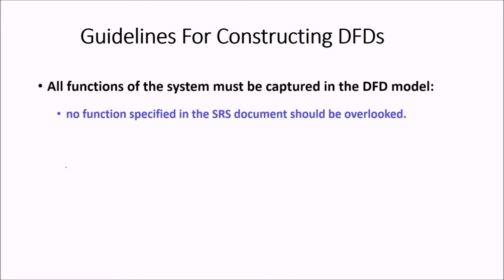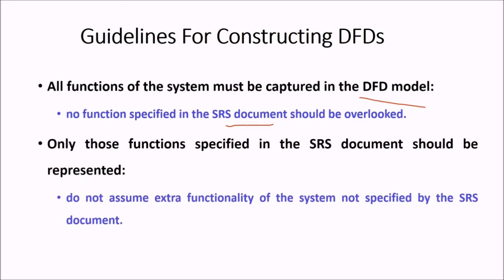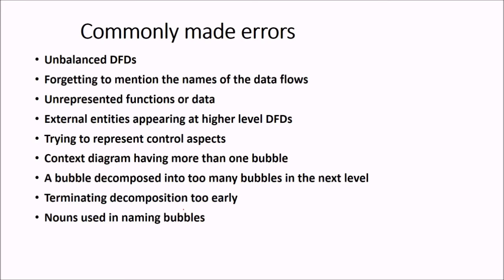So, all functions of the system must be captured in the DFD model. You cannot skip any function, and no function specified in the SRS document should be overlooked. It has to be in the SRS. Don't overlook them at all. Only those functions specified in the SRS document should be represented, and do not assume extra functionality of the system not specified by the SRS document. These are the commonly made errors.